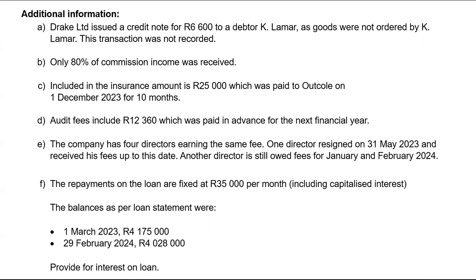But had they said this was not recorded, please note that you would add them. But if they say it was included, it means they've already been added. So there's no need to subtract them. You only subtract the ones we do not need. Okay?